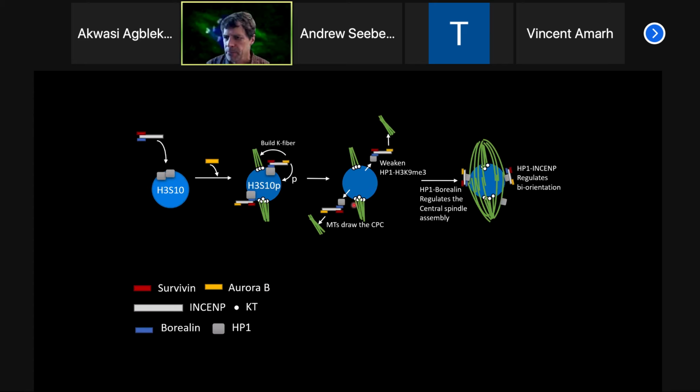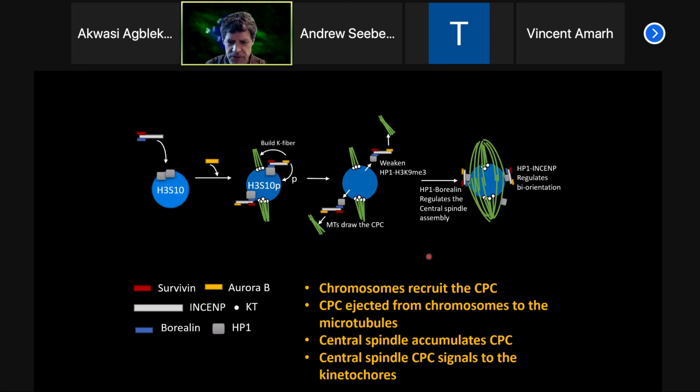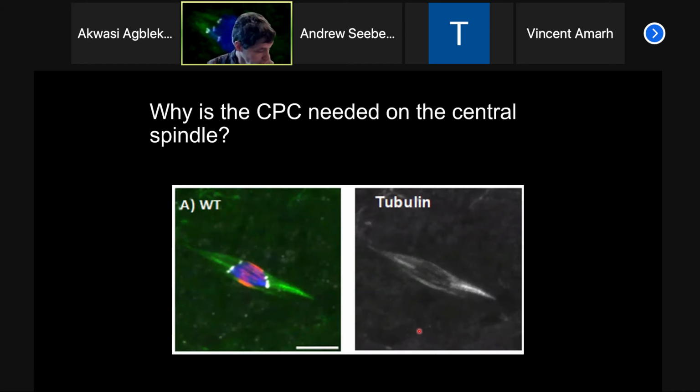Then, once Aurora B is active, it can move to the microtubules that are close to the chromosomes and have the rest of the things happen. Okay, so by having HP1 being a key activator, it forces the CPC to be active only near the chromosomes. So the chromosomes recruit the CPC, it is then ejected, and it accumulates on the microtubules, and its accumulation on the microtubules is modified by kinesin. Okay, so that's a satisfying idea about how we build a spindle.